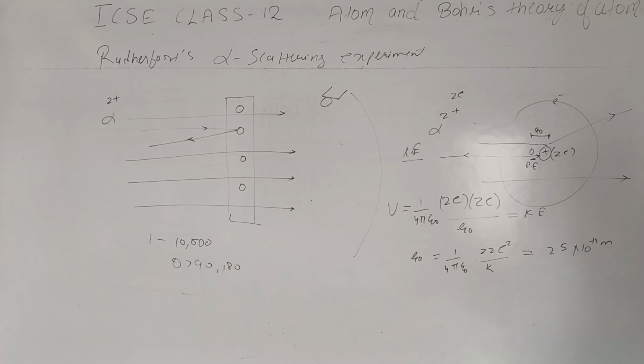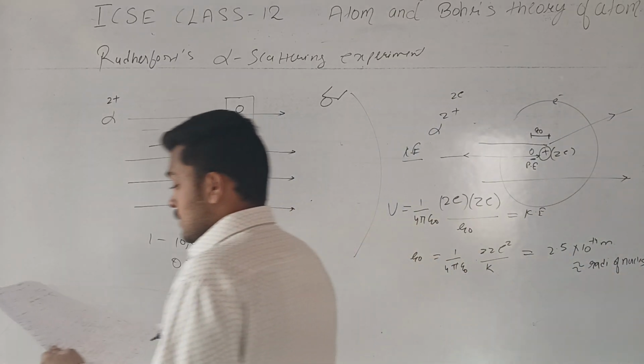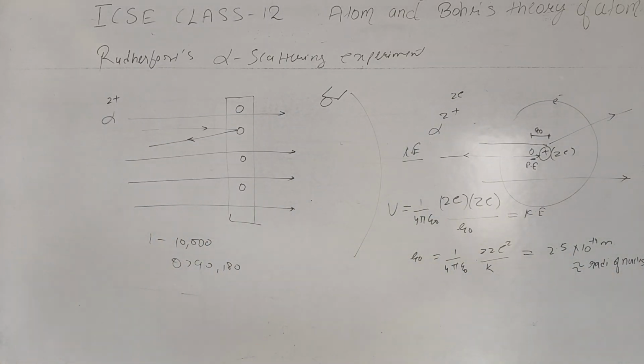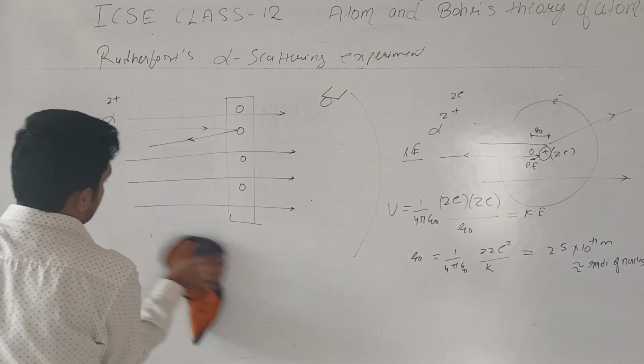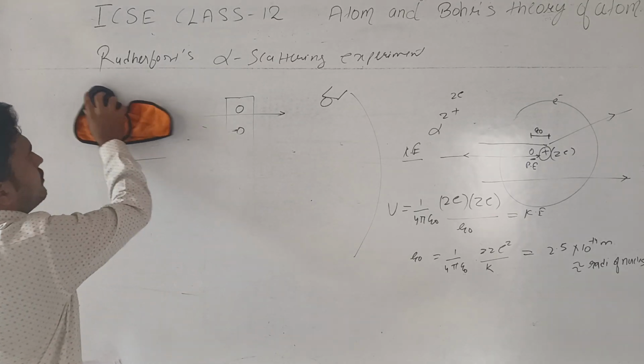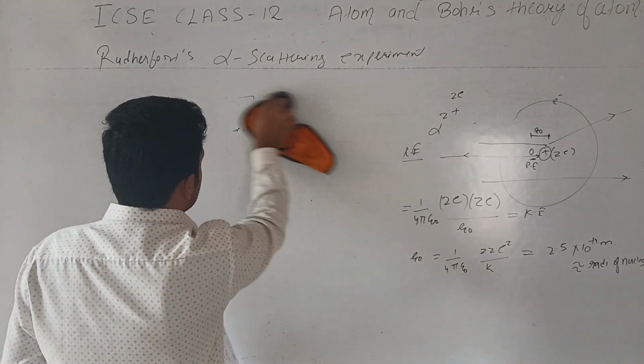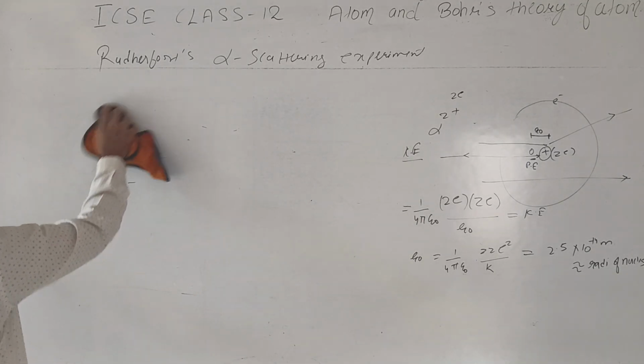This distance is also very close to the radius of the nucleus. Then there are the drawbacks of the Rutherford model. What were the drawbacks of the Rutherford model? We'll discuss, and then we'll continue to Bohr's theory of the hydrogen atom.